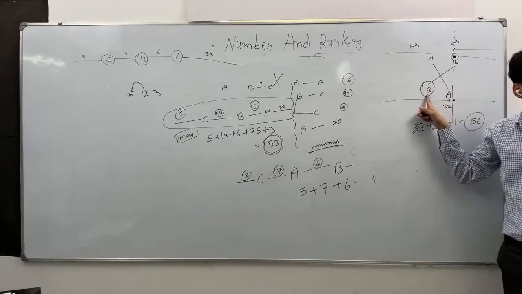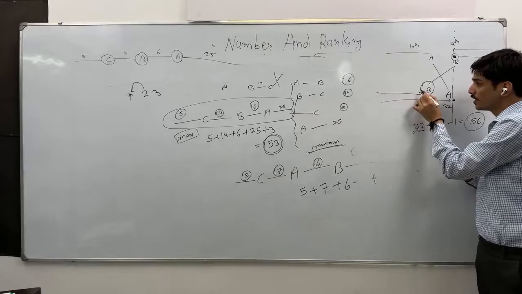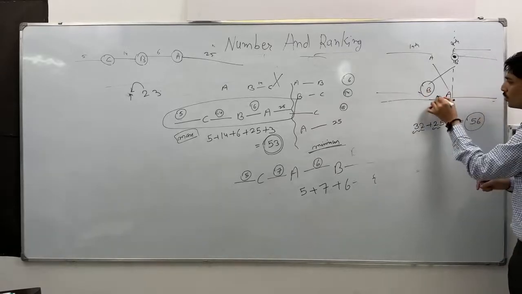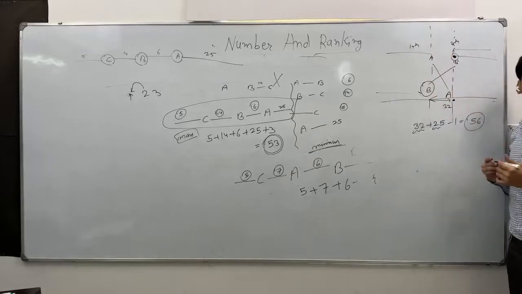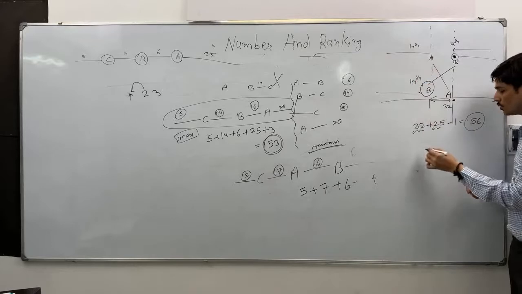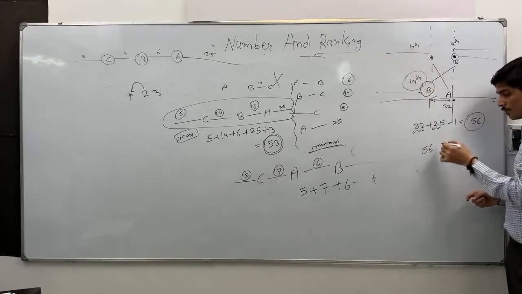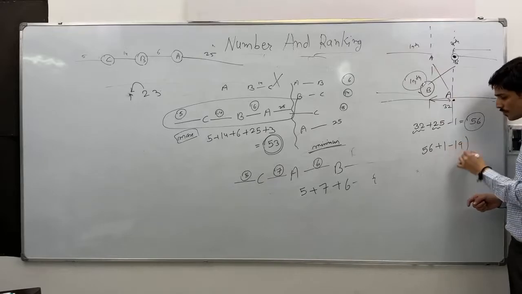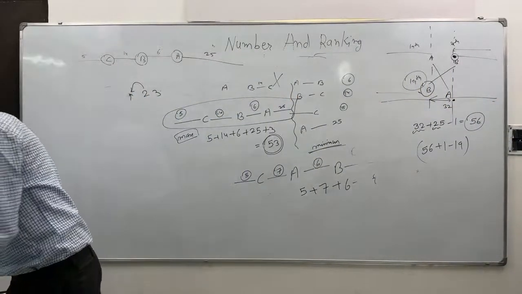Now B, rank of B. Since B has come here, now we have to find the rank of B from the right hand side, right? You see, what is the rank of B from left hand side? 19th only. Now what is the total number of students? 56. So I will find 56 plus 1 minus 19. Okay. Next, number of persons between A and B.